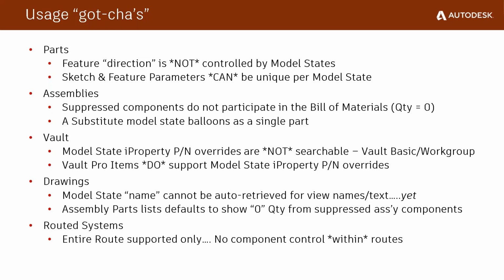Assembly parts list, they default to show the 0 quantity. As you saw, you simply turn off visibility of that row, pretty quick and simple. Routed systems, this one was a bit of a surprise for just about everybody.